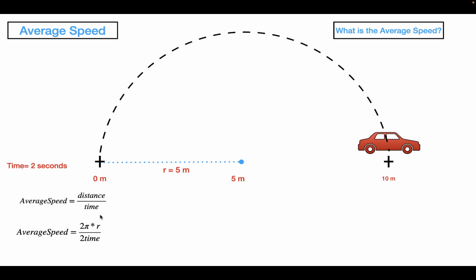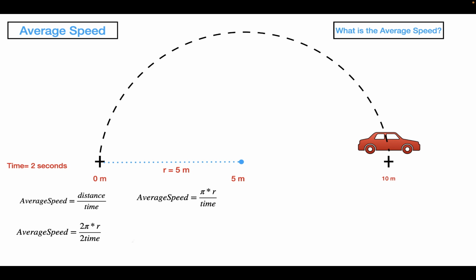So to calculate the circumference of the full circle, we use this equation, 2 pi times r. However, since this car moved in a half circle direction, we divide that formula by 2. So 2 goes into the denominator. So in order to get the simplified equation, we cancel out the 2's, giving us this equation here. So the average speed of this car is pi times r over the time.